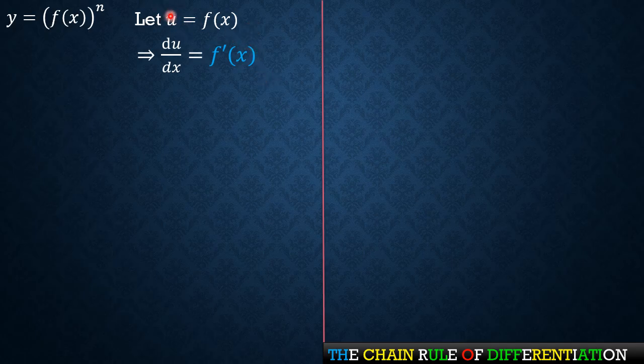So we are differentiating u with respect to x, so we have du by dx becomes what? F prime of x. Now in this case, guys, our y now is what? Our y is, what is f of x? It is u, right? So we have y equal to u raised to the power n.